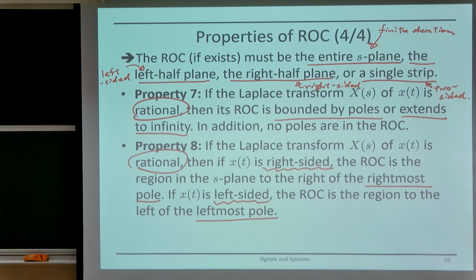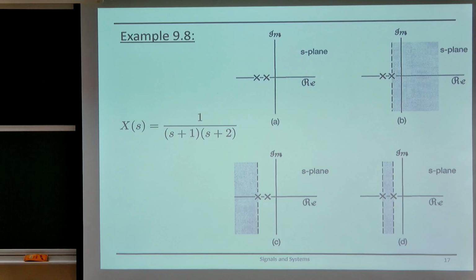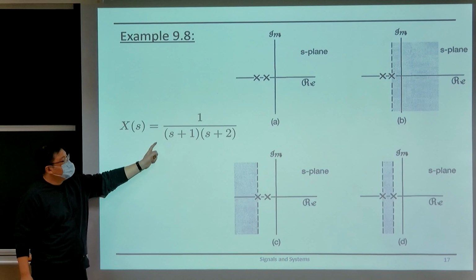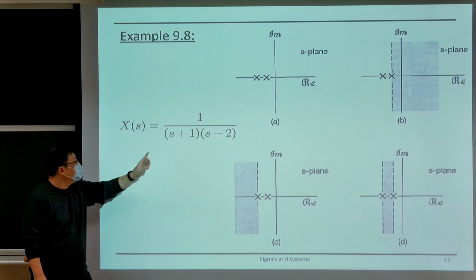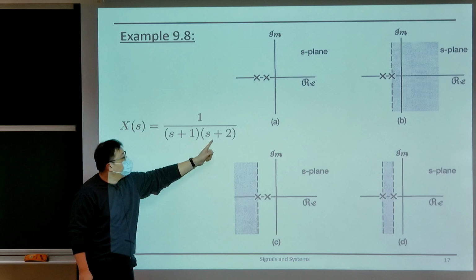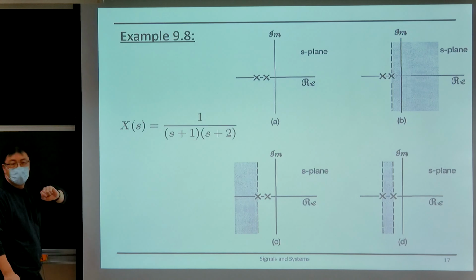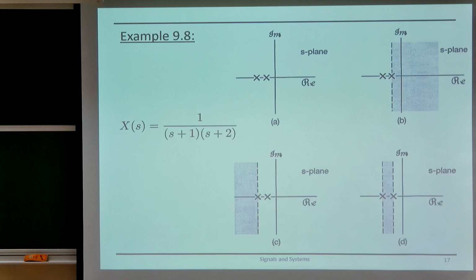Now let's look at an example. Suppose that we have a Laplace transform X(s) equal to 1 over (s+1)(s+2). If you look at this, this signal has two poles, one at -1 and one at -2, okay? So these two poles.